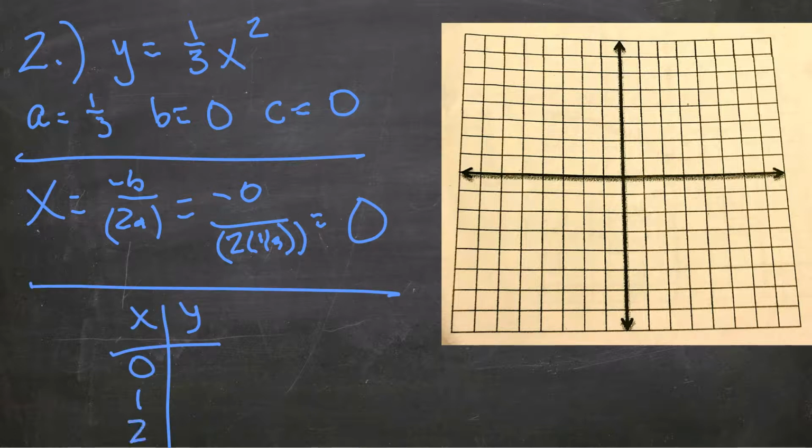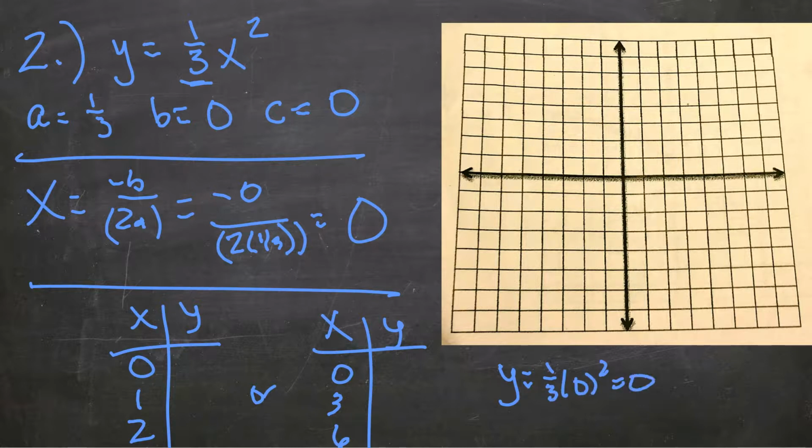Make my xy chart. 0, 1, and 2. Or maybe you don't like fractions, so you do 0, 3, and 6, because there's a 3 on the bottom. Multiples of 3 won't give you fractions, but I don't really care about fractions, so I'm going to plug in 0. I say y equals 1/3. Instead of x, I put 0, so I get 0. 0, 0 is my first point. There's a dot, and remember, my dotted line always goes through the vertex. It always goes through the first point.